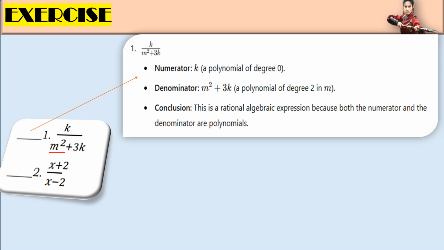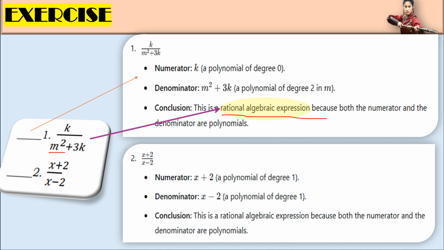It is a rational algebraic expression because the numerator is a polynomial with a degree of 0 and the denominator is a polynomial with a degree of 2. And definitely, yes, it is a rational algebraic expression. How about number 2? It is also a rational algebraic expression. As you can see, the numerator is a polynomial, and the denominator is also a polynomial with a degree of 1.